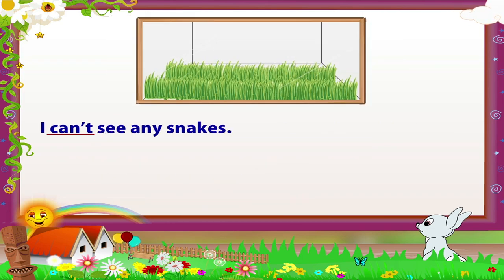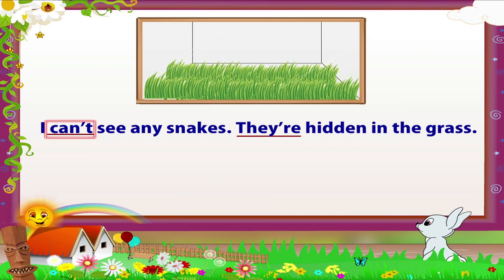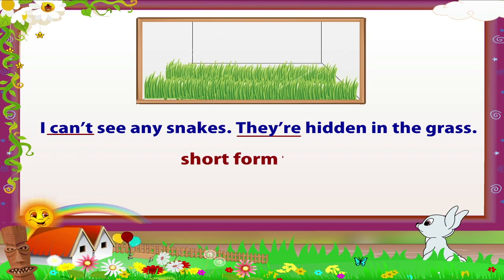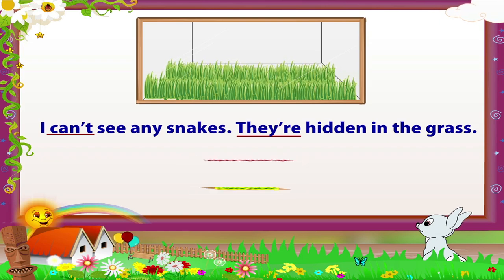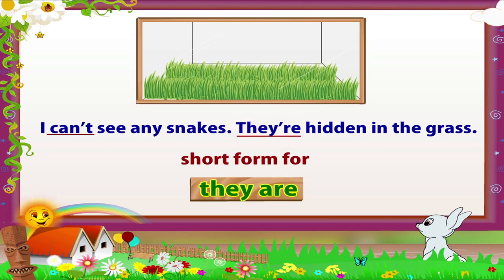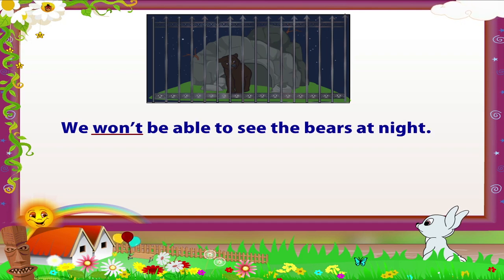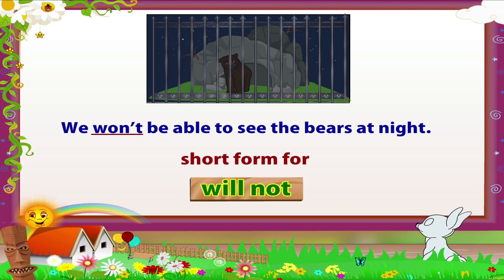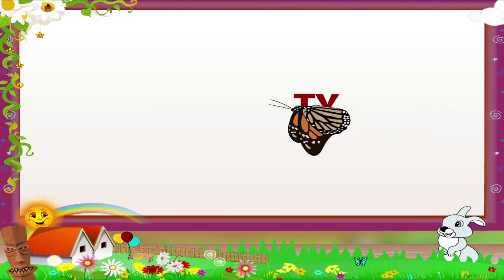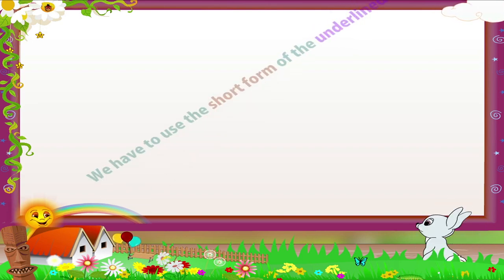I can't see any snakes. They're hidden in the grass. Can't, short form for cannot. They're, short form for they are. We won't be able to see the bears at night. Won't, short form for will not. And now, Rainbow, in this activity, we have to use the short form of the underlined words. Shall we begin?